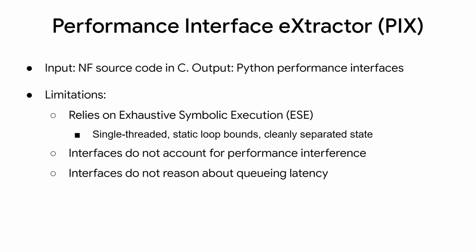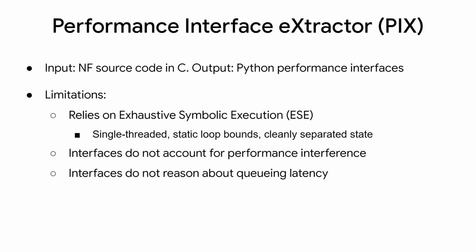Now, before telling you how PIX works, I'll talk a little bit about its limitations. First, to be precise, PIX relies on exhaustive symbolic execution, and so it requires that the NF code is amenable to it. This means that the code must be single-threaded, it must have statically computable loop bounds, and it must store its state in cleanly separated state stores.